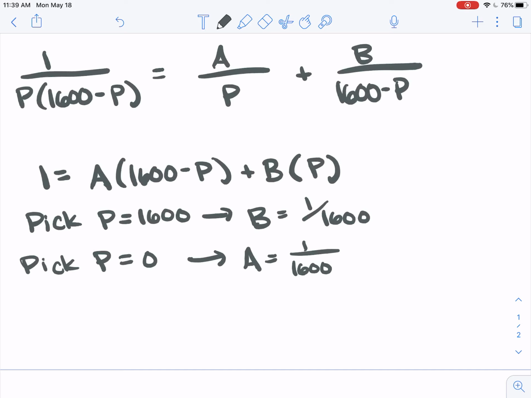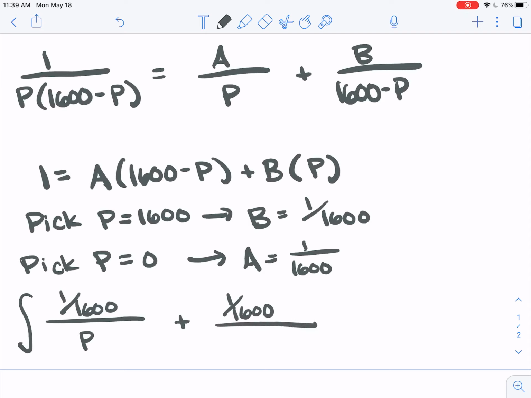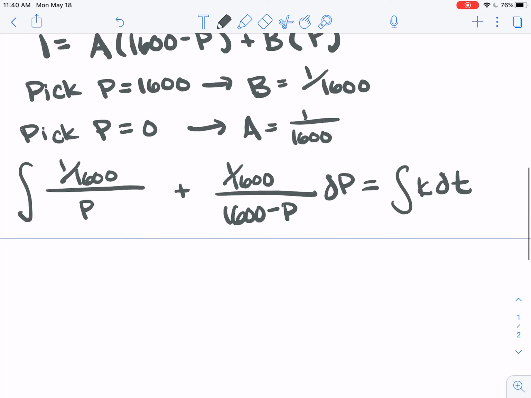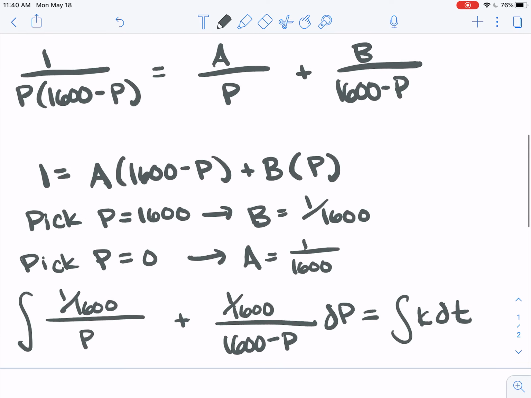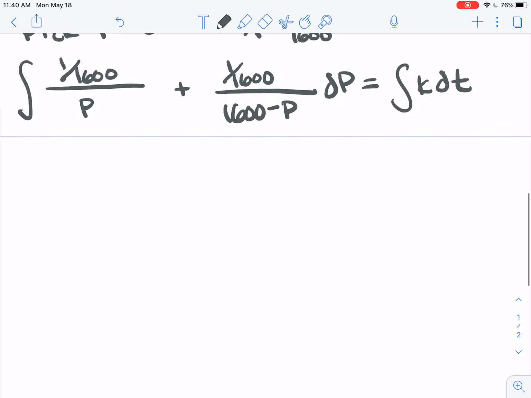Our left-hand side integral is the integral of 1 over 1,600 divided by p plus 1 over 1,600 divided by 1,600 minus p dp. And the right-hand side was just k dt. So that partial fraction worked out really nicely. Those a and b constants both end up being 1 over 1,600. Can't beat that. Okay, so let's go ahead and do the integration now.